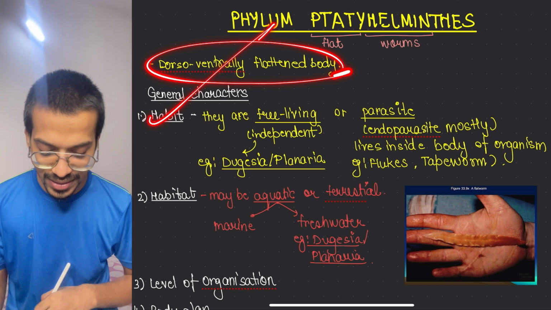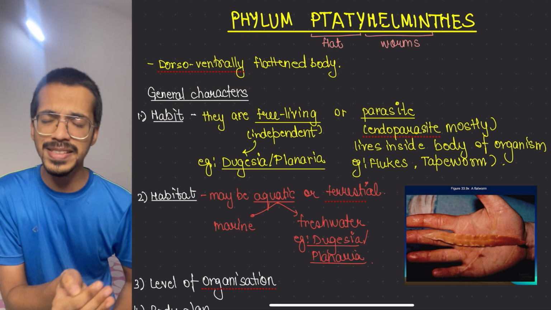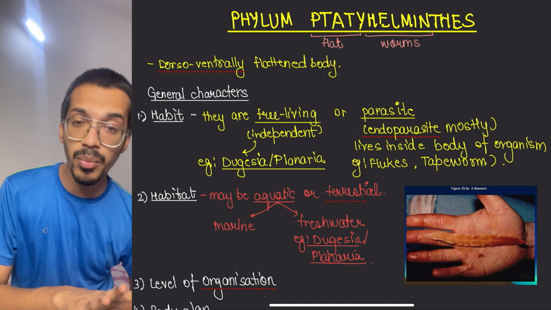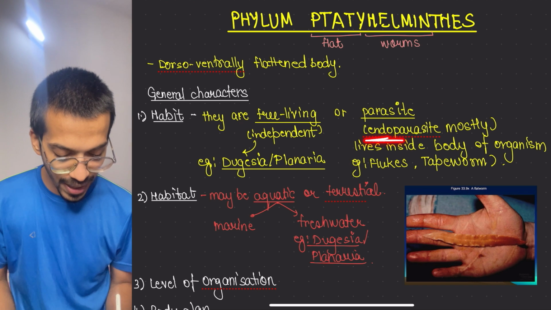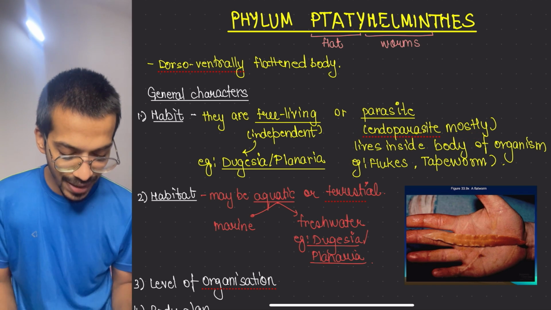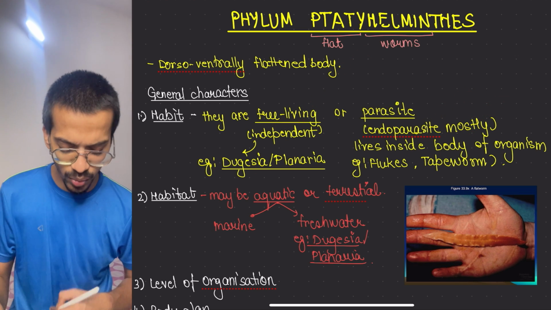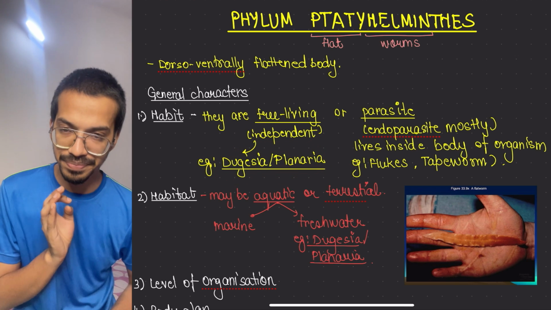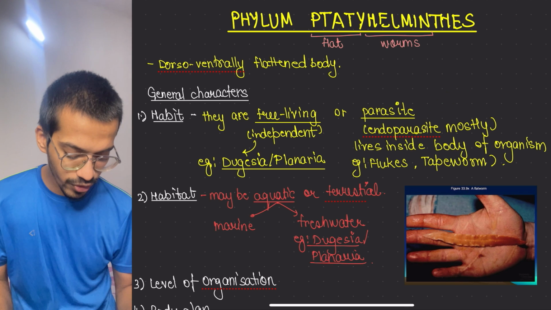Next, their habitat. There is a free living variety also, and there is a parasitic variety. Most of them are parasites inside the body, meaning they live inside the organism's body, so they are endoparasites. Endo means inside. Free living is the independent one living in the aquatic environment, that is Planaria, which is also called Dugesia. The parasitic ones live inside the organism, like flukes and tapeworm.